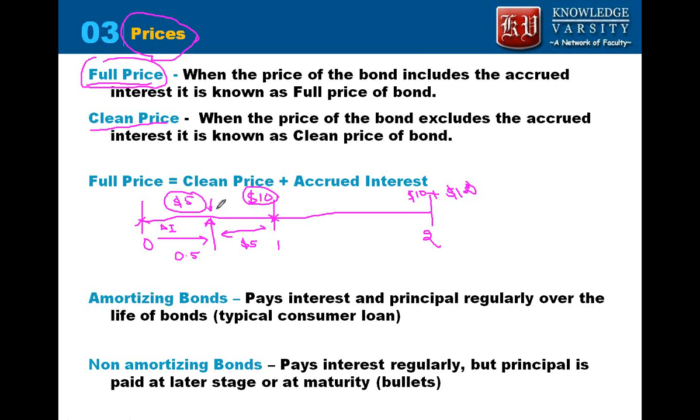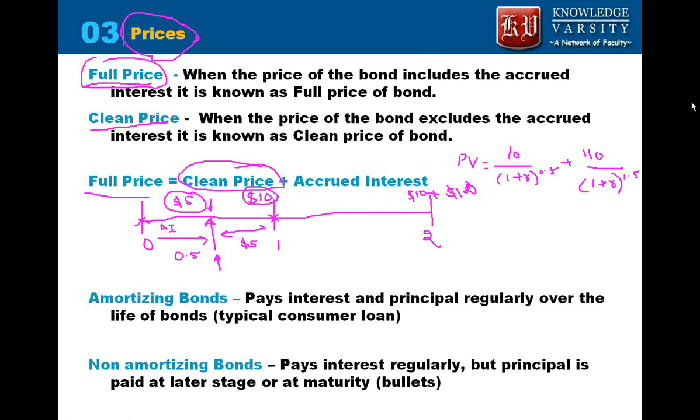But usually what happens is, in the US, on the exchange, the quotations that the bond dealers give are the clean price, because it is very easy to find out. If you want to price the bond at this point of time, you will discount this $10 at whatever is the interest rate for half a year, and you will discount again the $110 for 1.5 years. That is the present value of the bond, which is also the clean price of the bond. On top of that, whenever the trade happens, they will add accrued interest to come up with the full price of the bond.